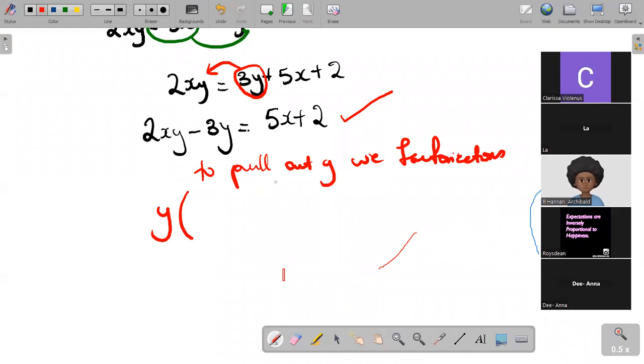Excellent. Come on, everybody else, let's go. Talk to me. You pull out y from both sides. What is left back? The 2x is going to be left back minus the 3. Right or wrong? Equal to everything else.